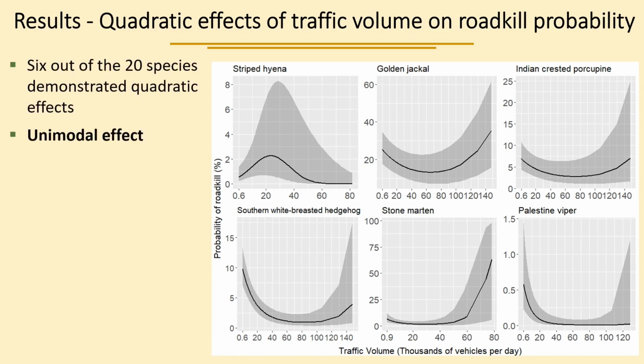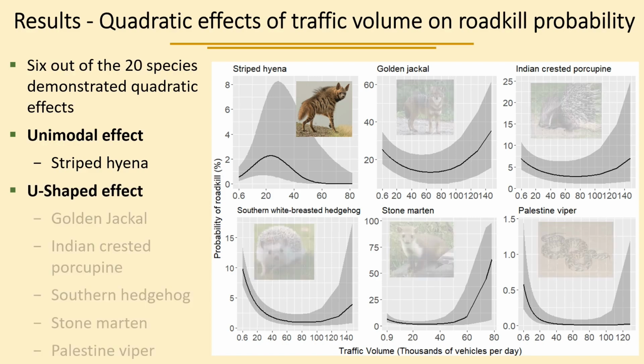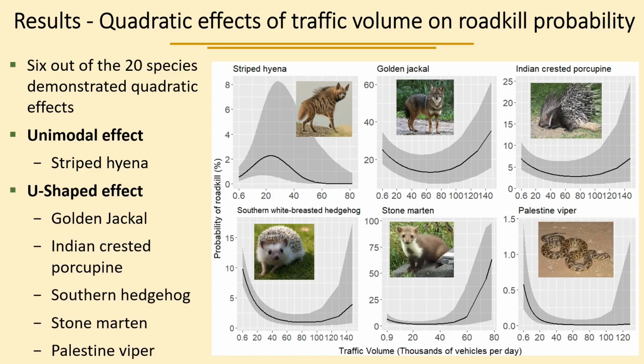The unimodal effect was only found for one species, the striped hyena, with maximal roadkill probability at 23,600 vehicles per day. For 5 other species, a quadratic U-shape effect was found, with a minimum of roadkill probability at intermediate traffic volumes. This was found for the jackal, porcupine, hedgehog, marten, and viper.